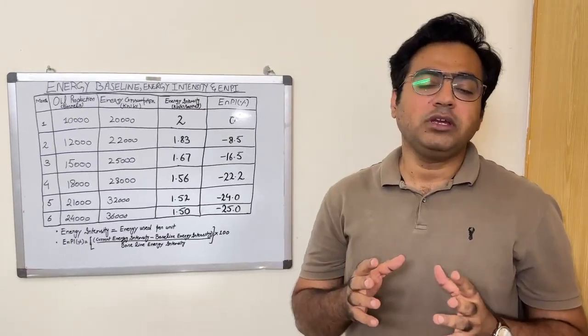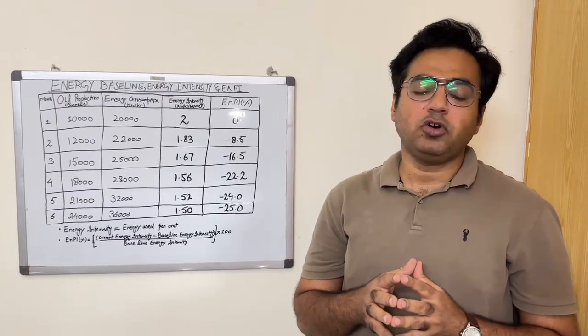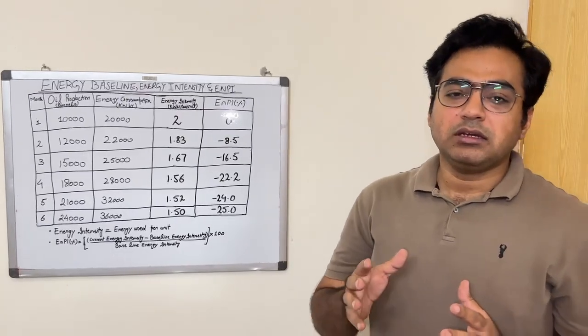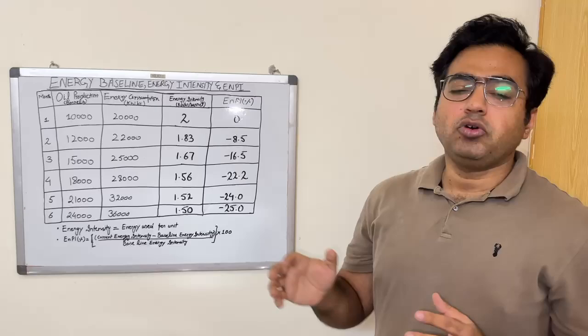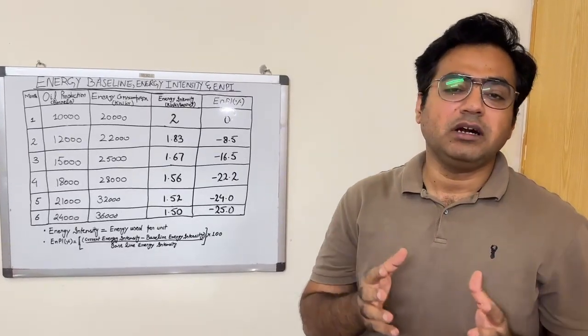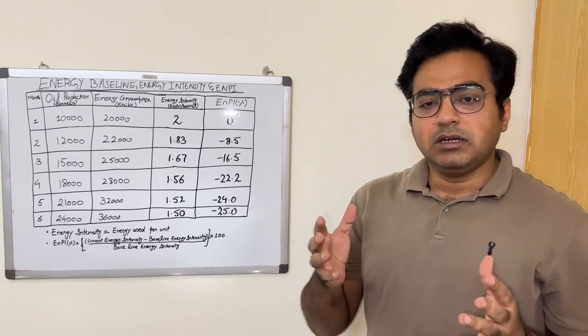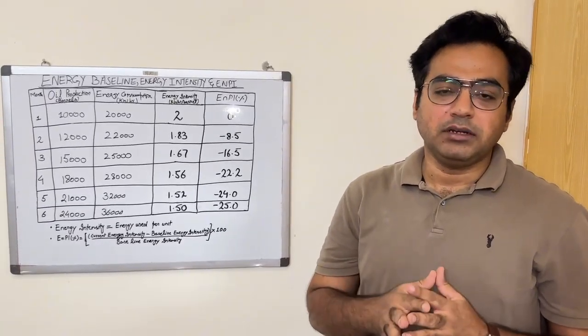To sum up, we have learned about energy baseline, energy intensity and energy performance indicator concepts today. If we summarize this, the starting point of the energy intensity would be the energy baseline, and the energy performance indicator would be the energy intensity minus energy baseline, over energy baseline, multiplied by 100.